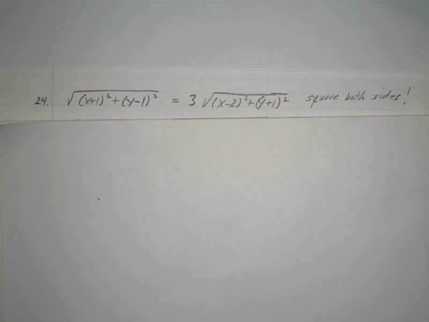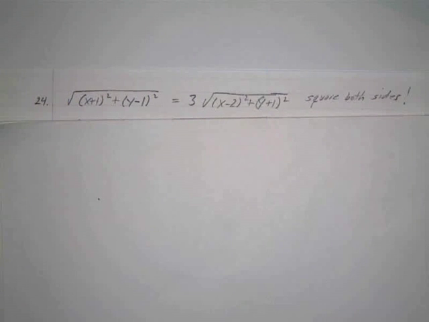Okay, this is number 24. Are you ready for calculus? And basically the statement is a curve is traced by a point P(x, y), any point on the curve, which moves such that its distance from the point A(-1, 1) is 3 times its distance from the point B(2, -1). Determine the equation of the curve.